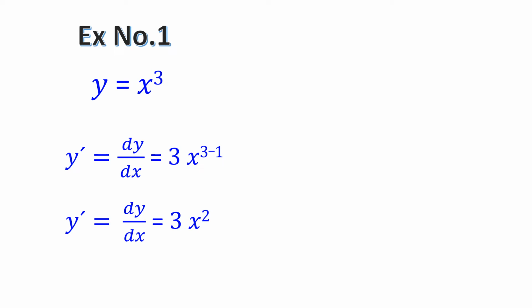अगर कोई फंक्शन दिया जाए x क्यूब तो वो नंबर हमारे पास शुरू में आ जाएगा एज अ कोफिशिएंट दिस 3 और उस नंबर में से एक पावर कम हो जाएगी, सो इट विल बी 3x स्क्वायर. ये हमारा फाइनल डेरिवेटिव होगा. डेरिवेटिव को हम dy by dx और y डैश किसी भी तरह लिख सकते हैं.